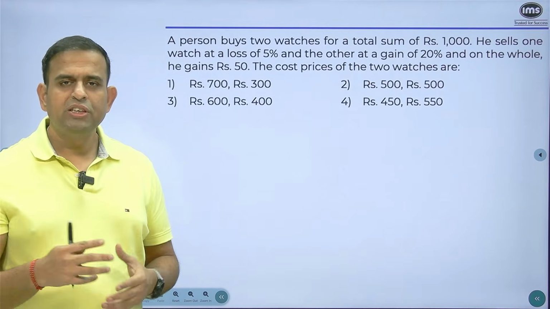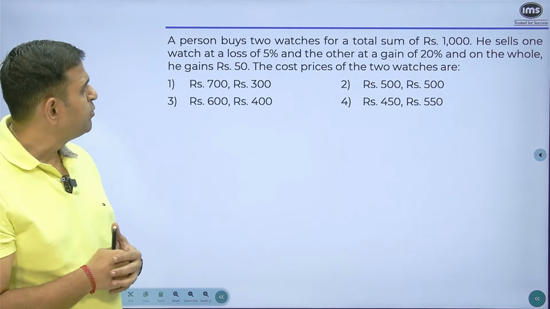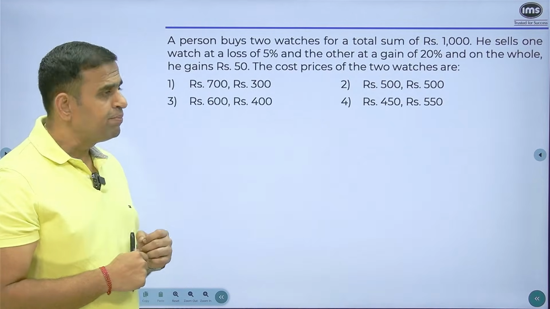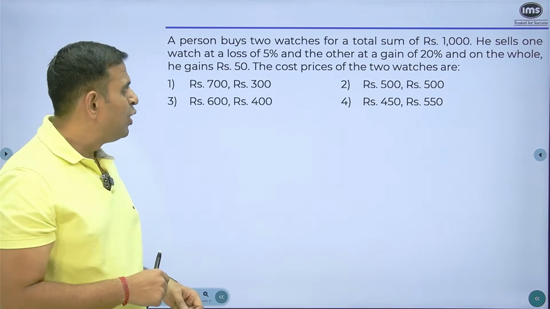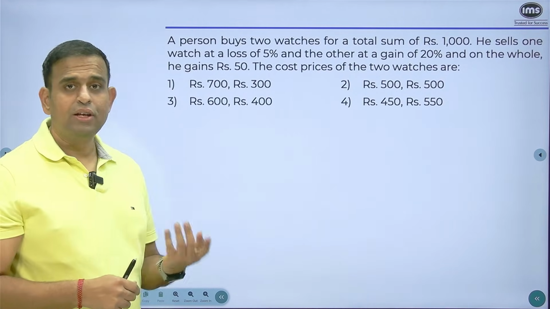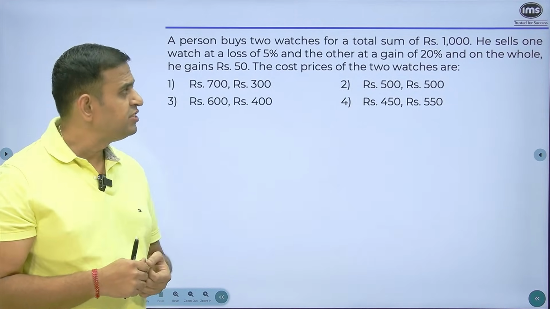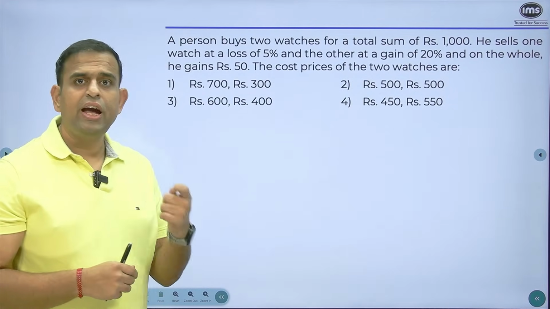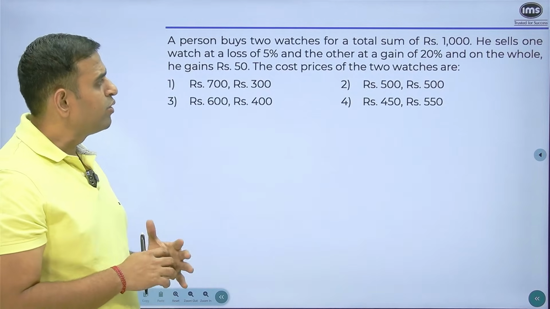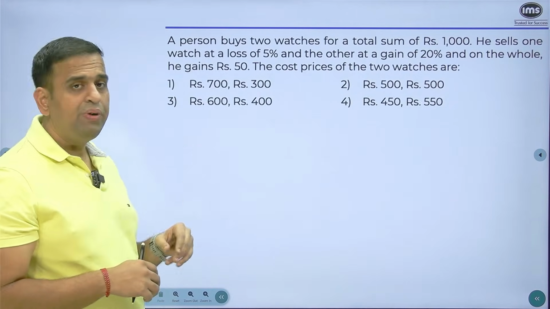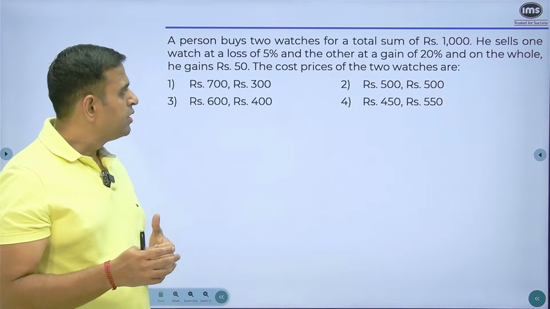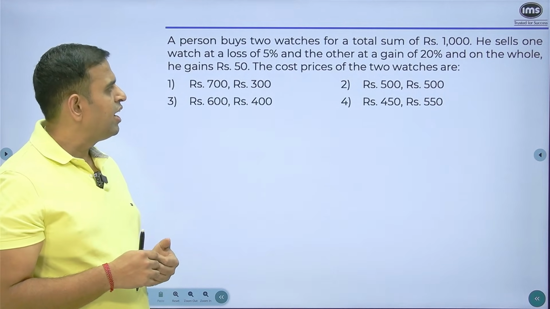The next sum happens to be a straightforward one, and the sum goes like this. A person buys two watches for a total sum of rupees 1000. He sells one watch at a loss of 5% and the other one at a gain of 20%, and on the total he gains rupees 50. The cost price of the two watches is how much?